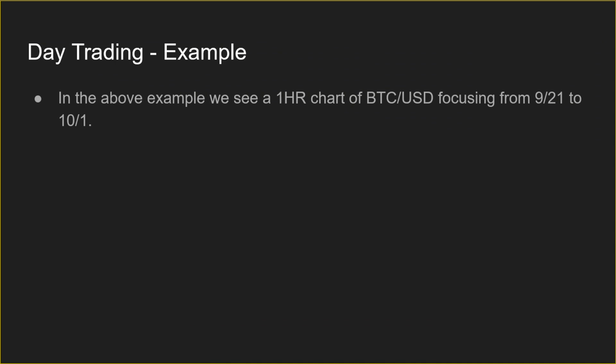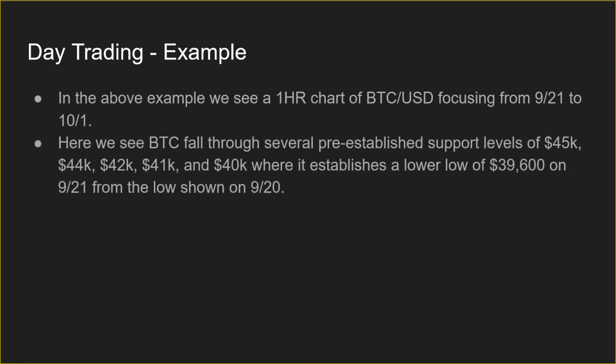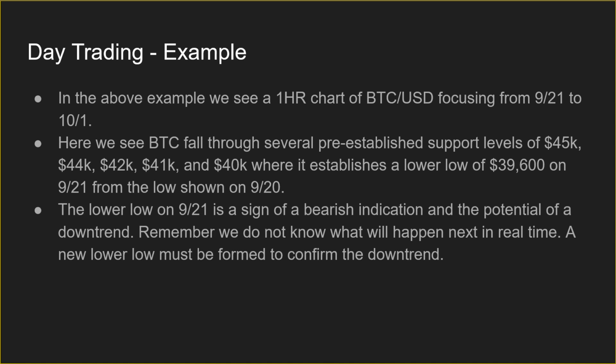So in the above example, we saw the 1 hour chart of Bitcoin US dollar focusing on 9/21 to October 1st. We saw Bitcoin fall through several pre-established support levels of 45K, 44K, 42K, 41K, and 40K. It established a lower low of 39.6K on 9/21 from the low shown on September 20th. The lower low on September 21st is a sign of a bearish indication and the potential of a downtrend, a continuation of the downtrend or establishment of it.